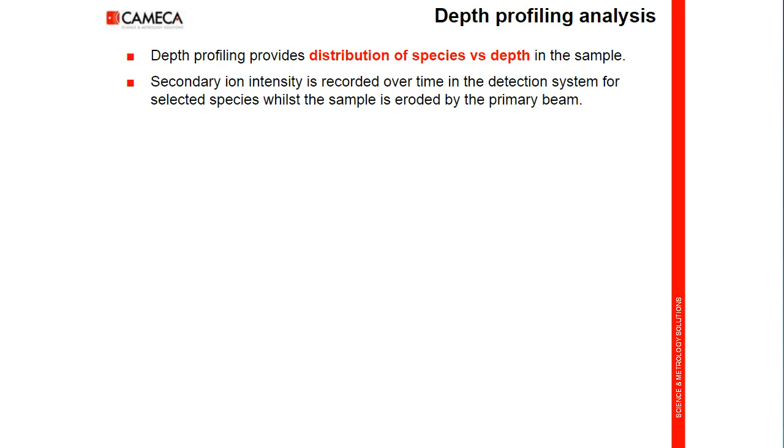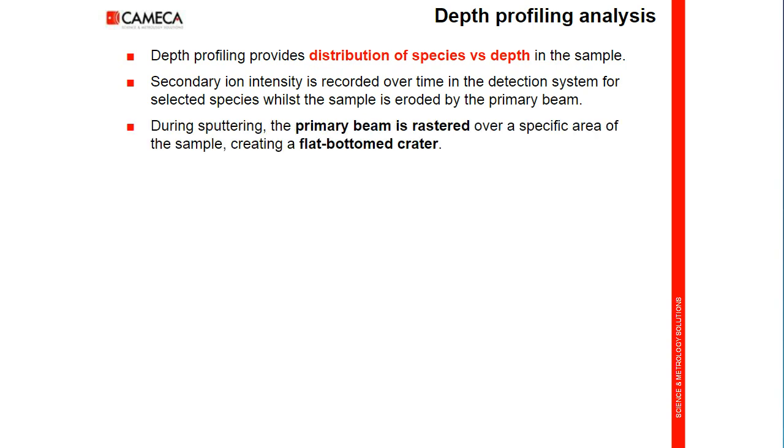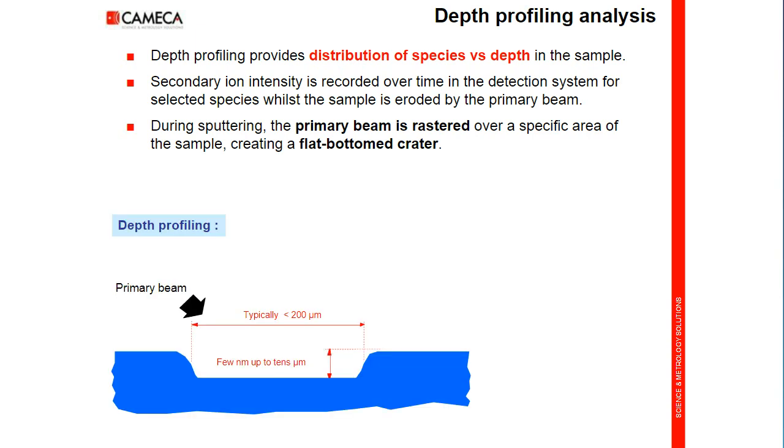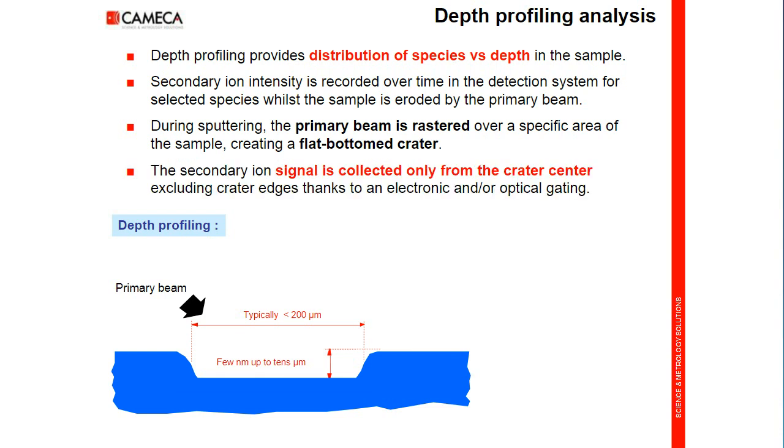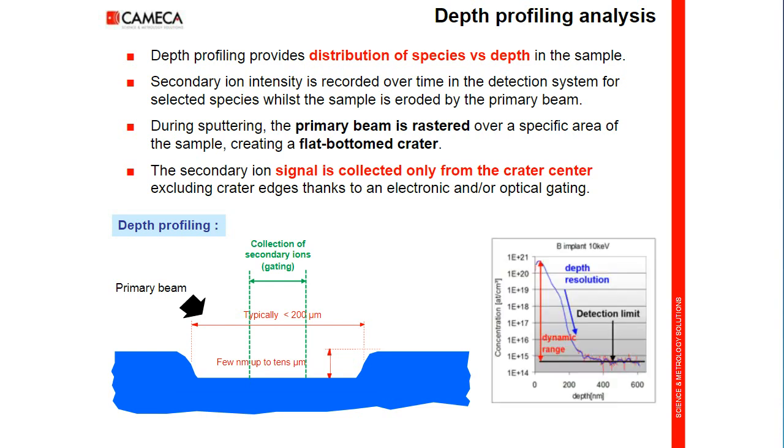During sputtering, the primary beam is rastered or scanned over a specific area of the sample, creating a flat bottom crater. The secondary ion signal is collected only from the center of the crater. Crater edges are excluded thanks to an electronic and/or optical gating, optimizing the dynamic range of depth profiles. As we can see in this example, with appropriate analytical conditions, the dynamic range of a depth profile can span up to 6 decades of concentration range.